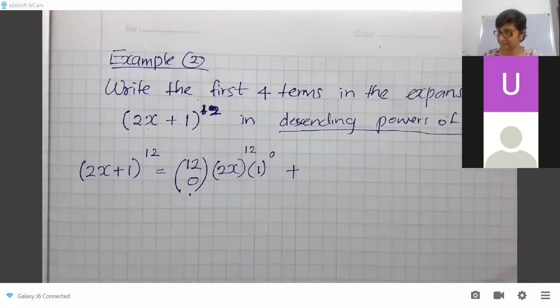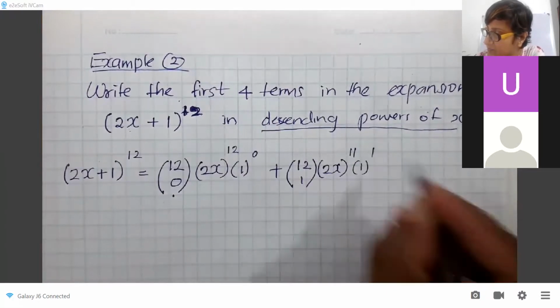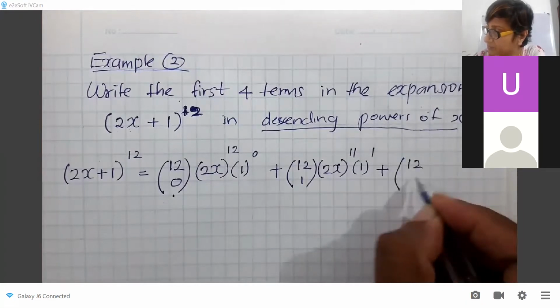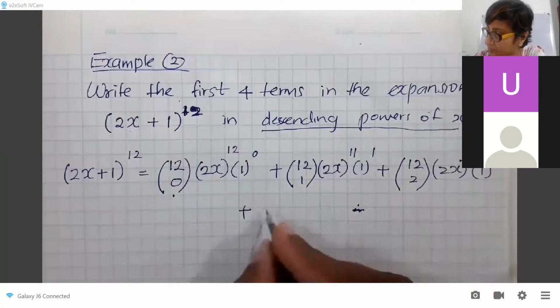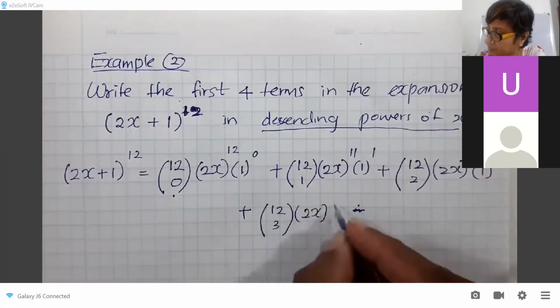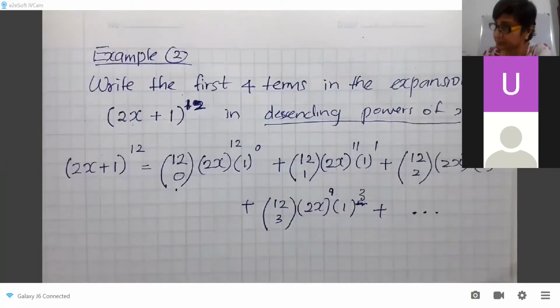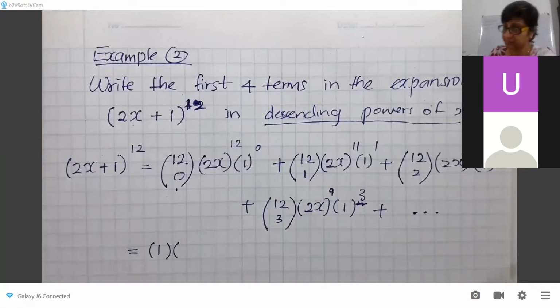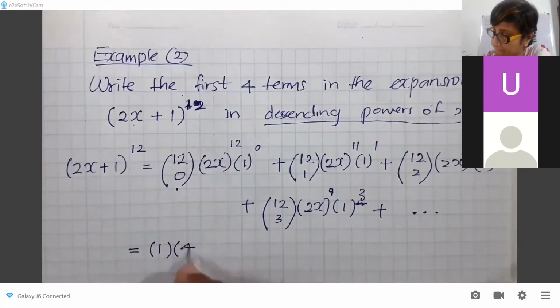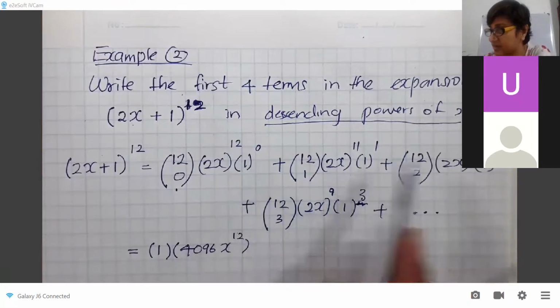Done. Let me slowly write it. I will just put some dots. So 1 to any power is 1, no need to write it.